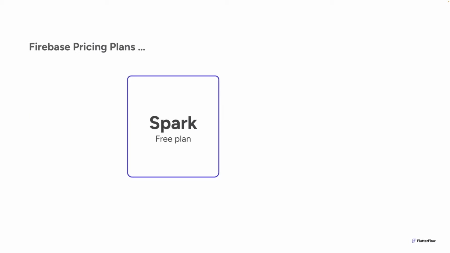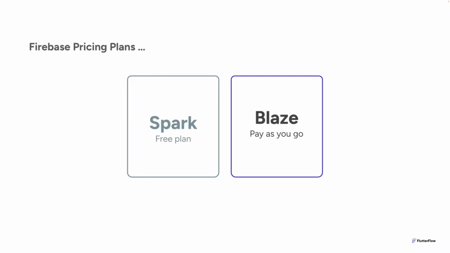Essentially, you have two plans. The Spark plan is the Firebase free tier. It includes generous limits for core services like authentication, Firestore, and hosting, which are ideal for small projects, personal apps, or initial development phases. The Blaze plan, on the other hand, is a pay-as-you-go plan. It scales with your app's usage and offers the same core services but without the limits of the Spark plan.